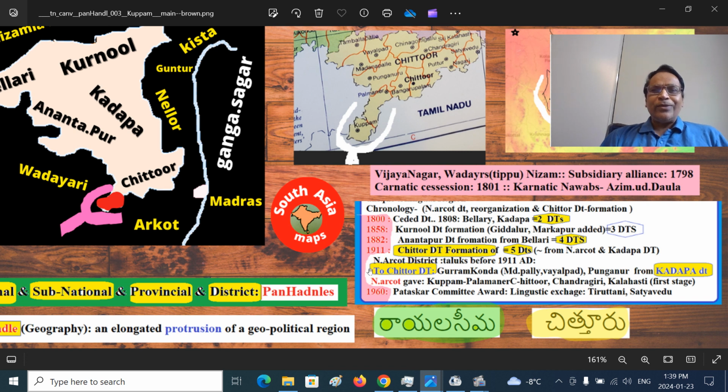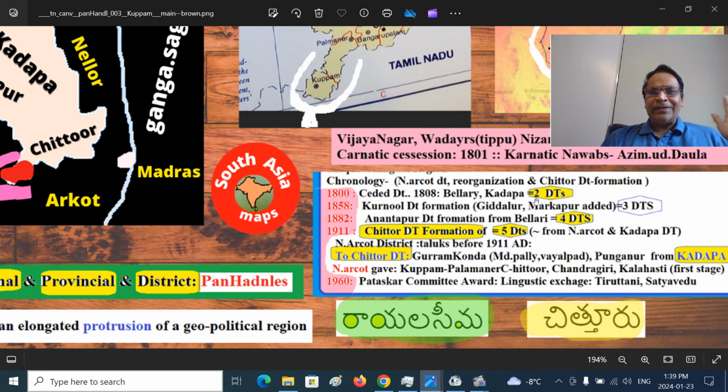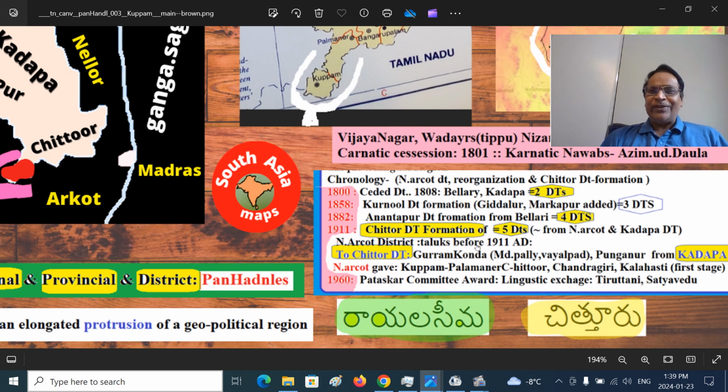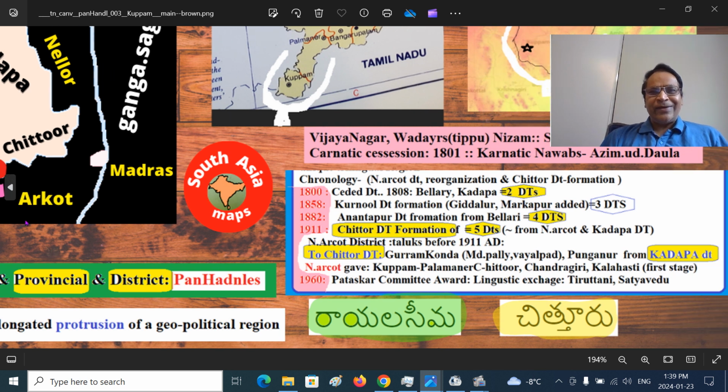So the chronology we have looked at here: I have put in 1800, first district, ceded district formation; 1808, two districts; then Kurnool annexation, three districts; and Anantapur formation, four districts. The important point is Chittoor district formation, the fifth district. It was essentially carved out from the Arcot district in the south and the Kadapa district, bigger at that time. So North Arcot gave Gurram, and the Kadapa district gave Gurramkonda, Madanapalli, Vayalpadu, and Punganur regions.